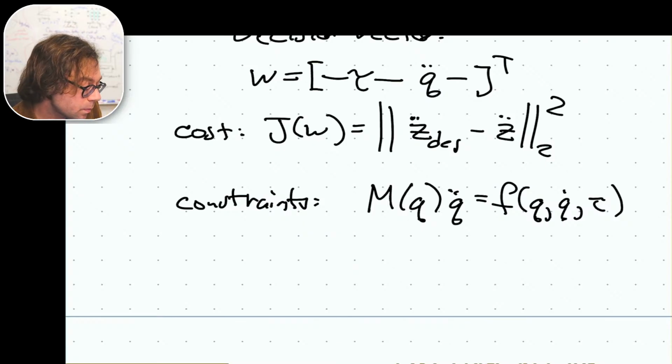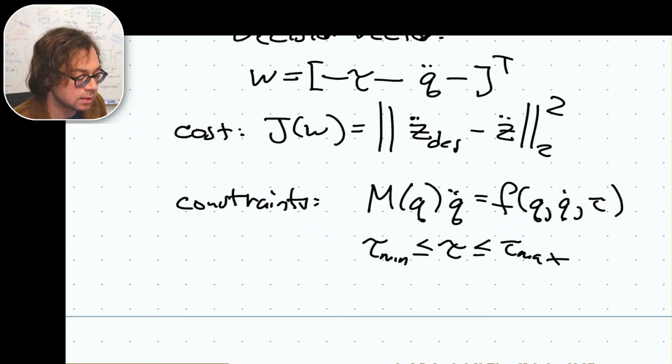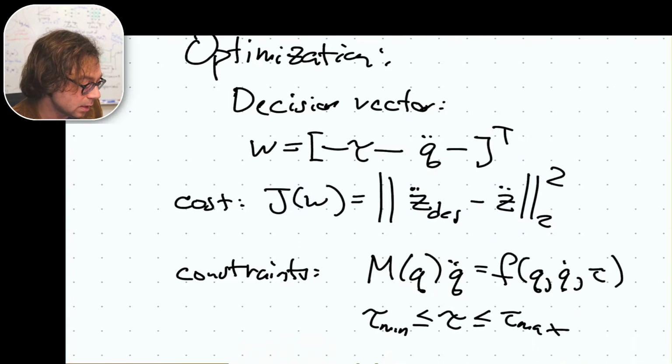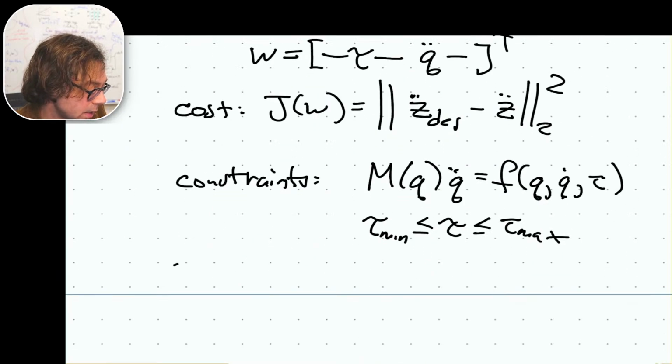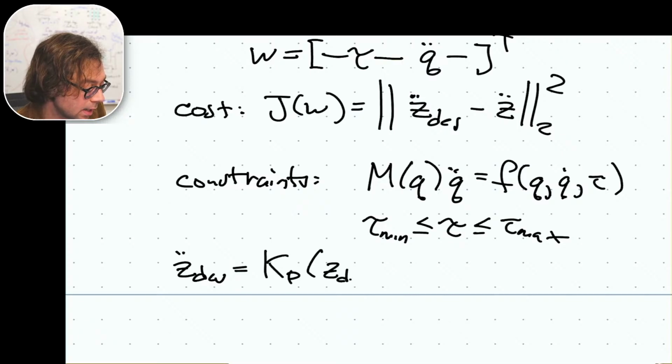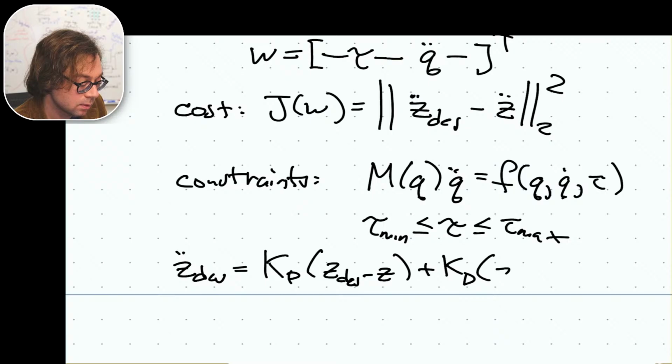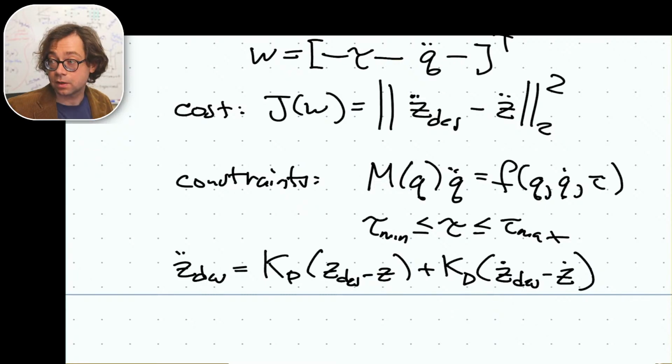We're going to have our constraints, and we're going to have limits. So we're going to say tau is less than or equal to tau max and greater than or equal to tau min. We'll add on these things as we go. You'll notice that we have not defined Z double dot here exactly, but it's that PD control law. So Z double dot is going to be equal to some KP of Z desired minus Z plus KD times Z dot desired minus Z dot. We have all those functions.